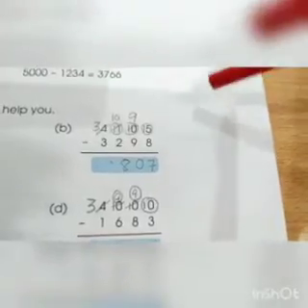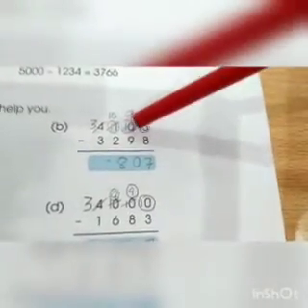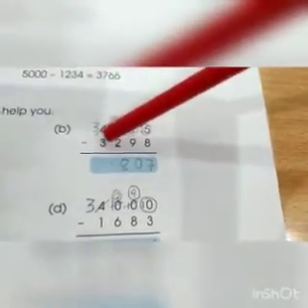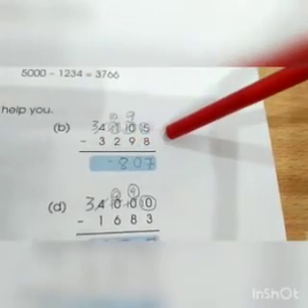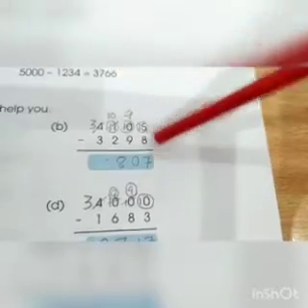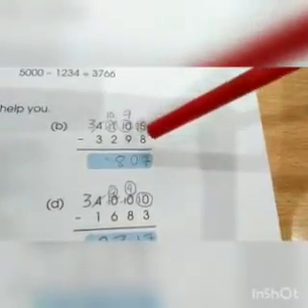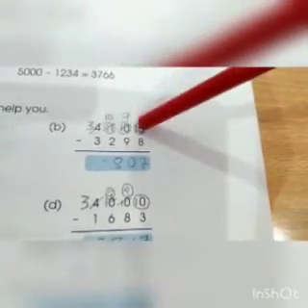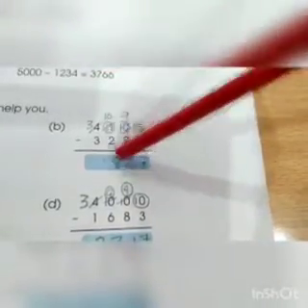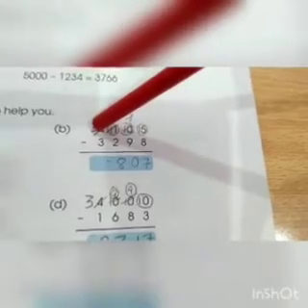Part B, 4105 minus 3298. Okay, as you know, 5 is smaller than 8. Okay class, we need to borrow. We need to borrow from 4.